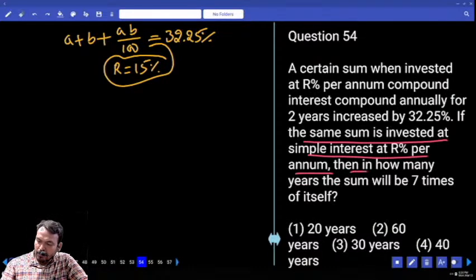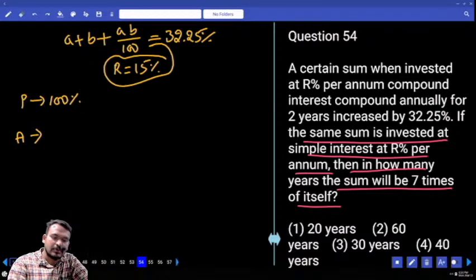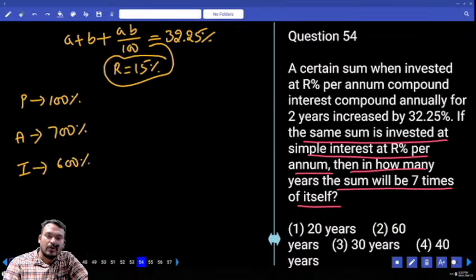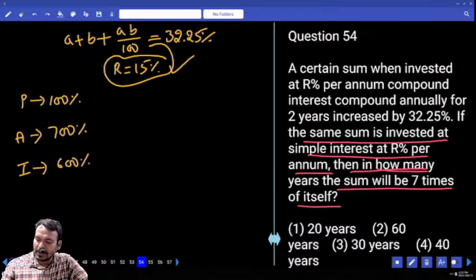In how many years will the sum become 7 times of itself? Suppose the principal is 100%. It will become 7 times, so the amount is 700%. Then the interest is 600%. What is the per annum interest? 15%. But we require how many years?